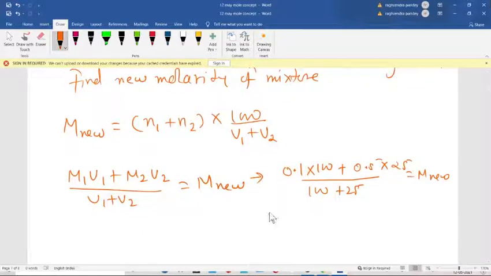So that will become 10 plus 12.5, so it will be 12.5 divided by 125. Okay, so that will become 32.5 divided by 125. So here you can calculate this one. I don't think there is any problem if you are not getting.